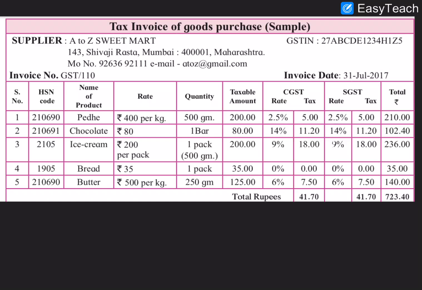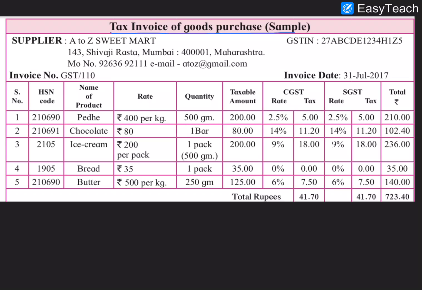Now let us see the tax invoice of goods purchases. A tax invoice of goods purchases means the bill of items that we purchase from a shop, when GST is applied to the items, and how the amounts of the different items get affected by GST. So this is the bill of GST. What items are present in this bill?